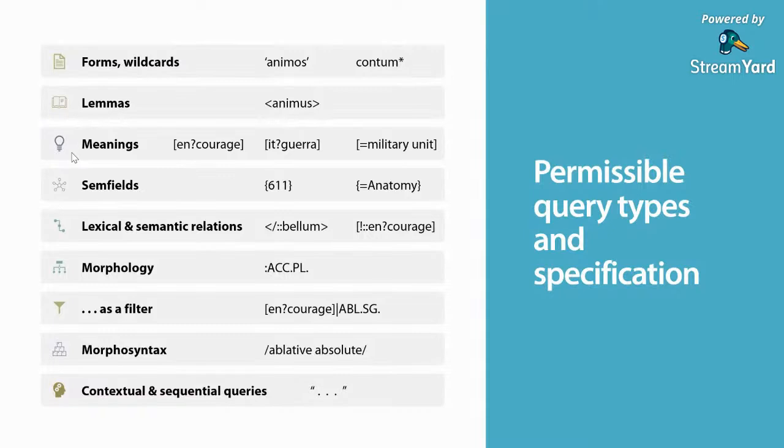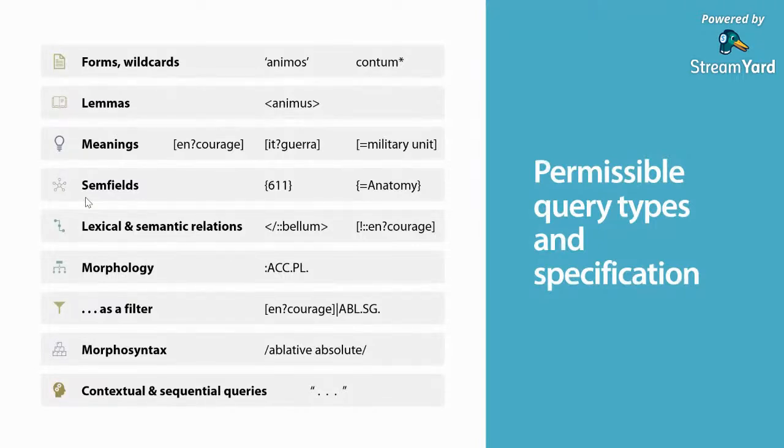So Cylleneus can, of course, handle many of the kinds of queries that we would expect from any corpus search system. Word form queries matching literal strings, wildcard queries matching partial strings, lemma-based queries matching any form of a given lemma. In addition, however, Cylleneus can handle meaning-based queries specified in several languages. So in the examples that I've given here on the slide, the user is searching for any lemma that matches in meaning to the English term courage. That's what English courage is specifying there, or the Italian word guerra.